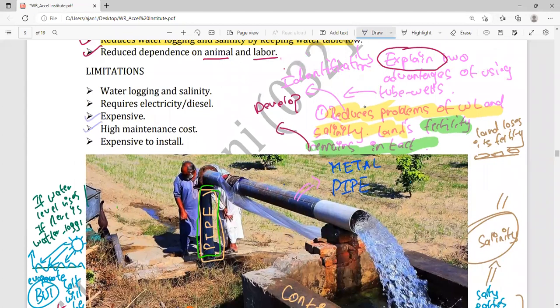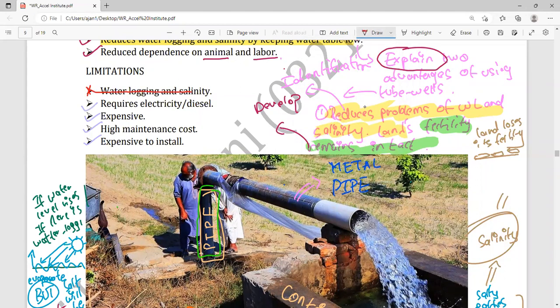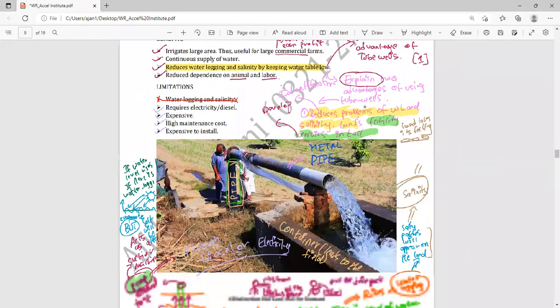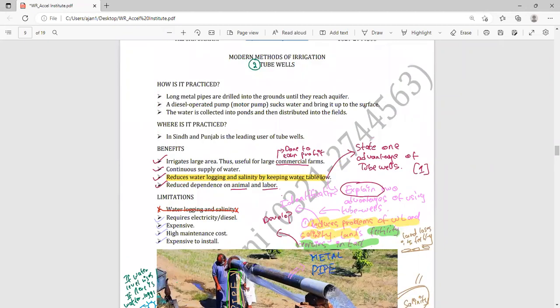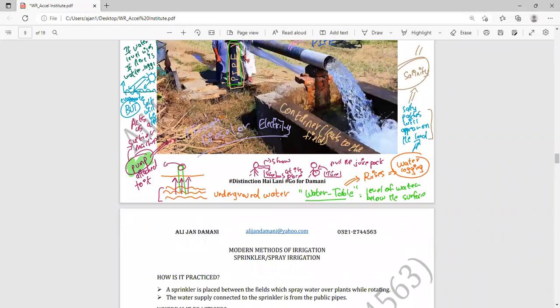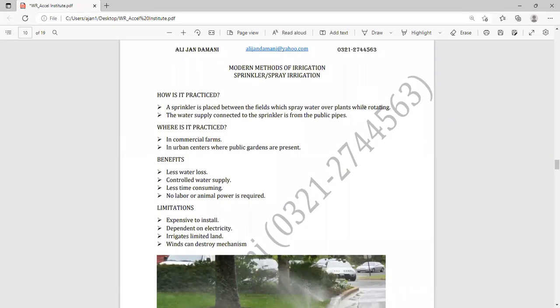It's expensive, with high maintenance cost. It's very expensive to install them, right? And it requires electricity and diesel. So there is a mistake here, it's just a typing error. Tube wells do not cause waterlogging and salinity. Rather, they help to reduce waterlogging and salinity. Okay, do you have any questions related to tube wells? No, I don't have any questions. Okay, shall we move on? Yep.